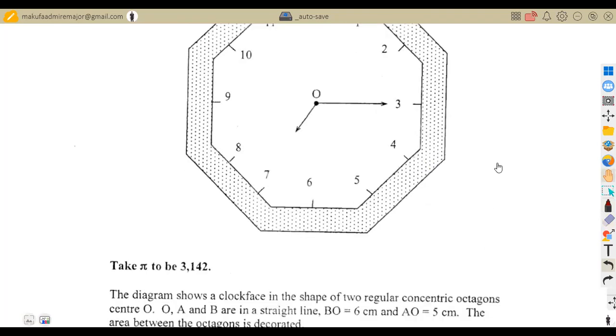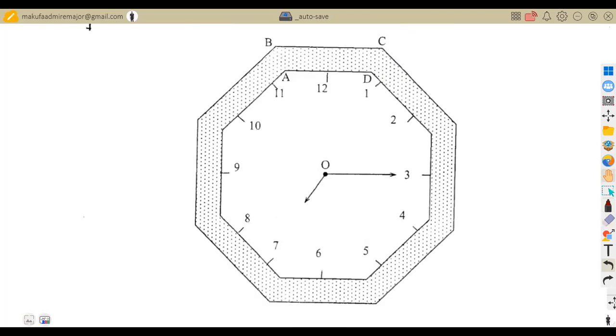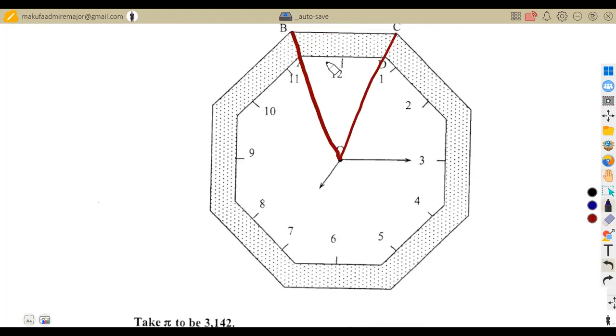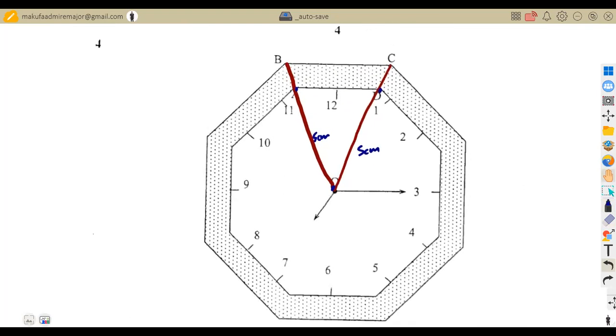So we are given that from B to O is 6 centimeters. Take note, from the point B up to O straight, this is 6 centimeters, which is the same as from C to O, because we are talking about a regular shape. And from A to O is 5 centimeters, meaning from D to O we also have 5 centimeters. Remembering that the whole of this part was 6 centimeters, we just have 1 centimeter left from A to B, and from D to C. The whole of this line is 6 centimeters.